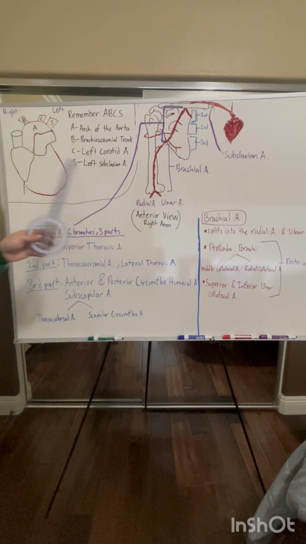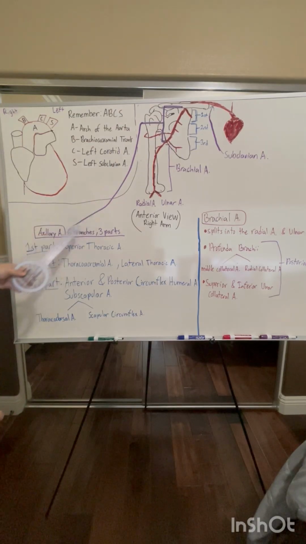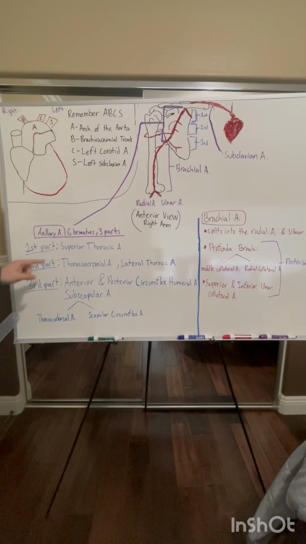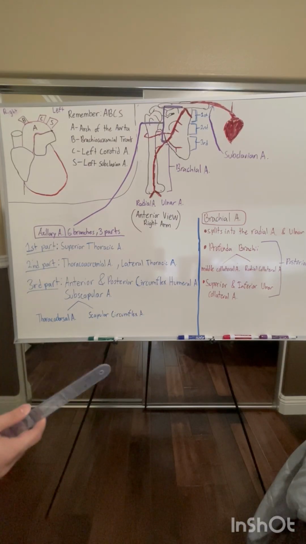And then back to the axillary artery coming down here, you'll see brackets, and we'll find that there are 3 parts and 6 branches in total. How I like to know each branch is by corresponding the number of branches to the number of parts. For example, the first part would only have 1 branch, the second part would only have 2 branches, the third part would only have 3 branches, and then that's it.